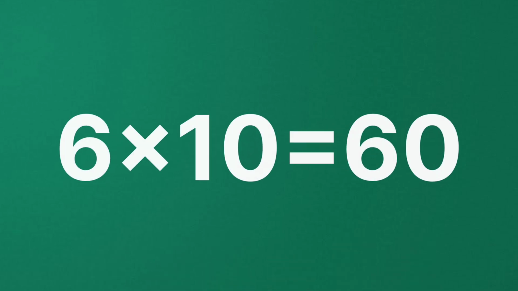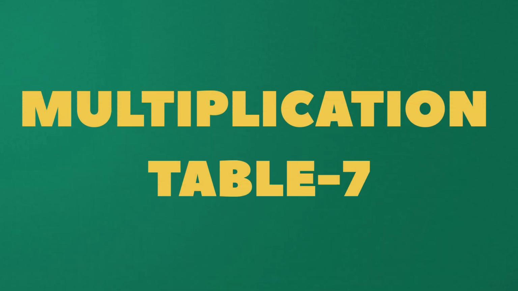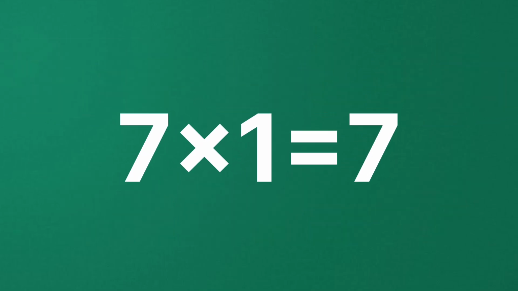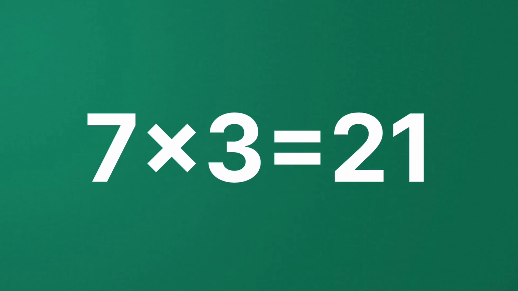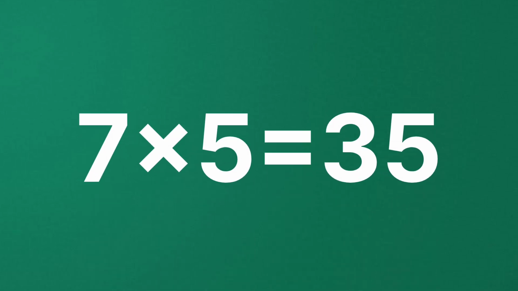6 tens are 60. Multiplication table of 7. 7 ones are 7. 7 twos are 14. 7 threes are 21. 7 fours are 28. 7 fives are 35.